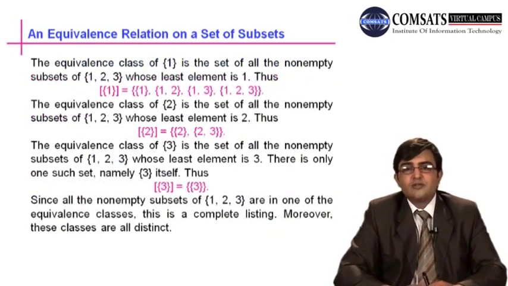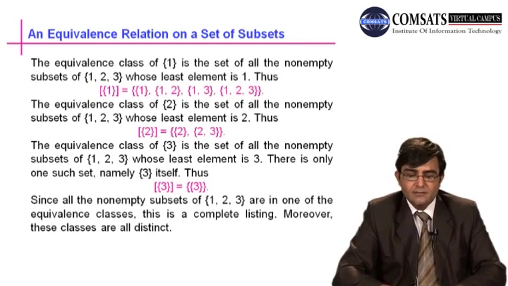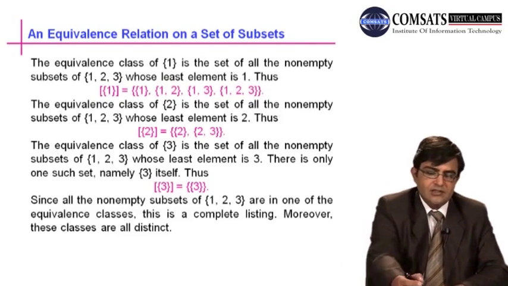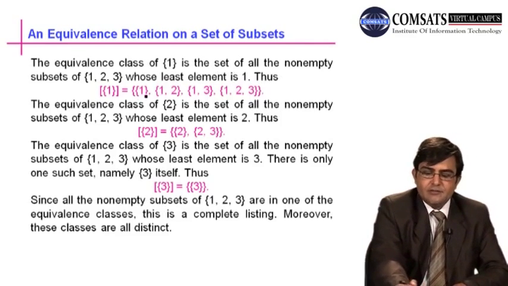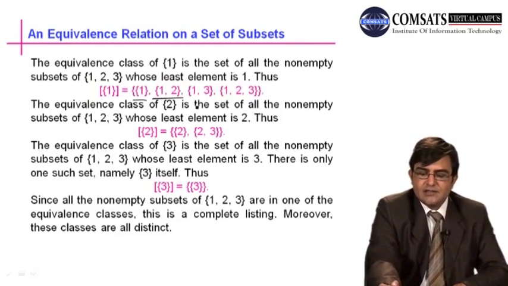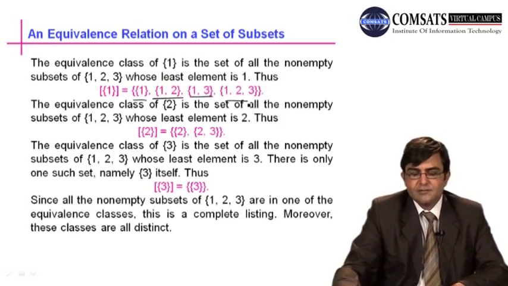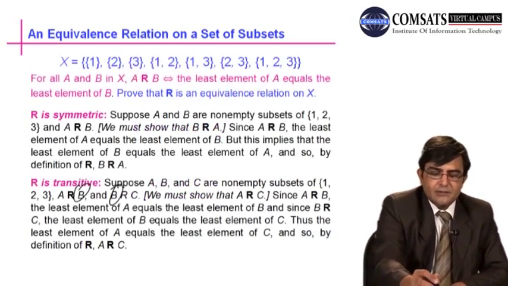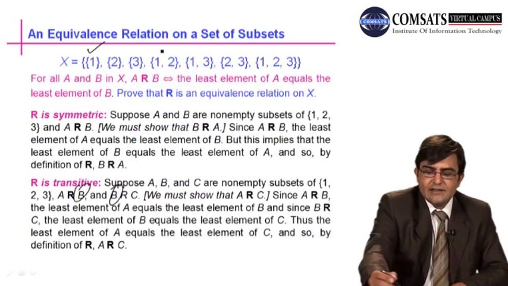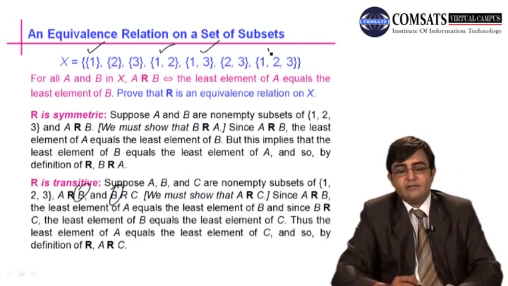Now we are going to find the equivalence classes of this relation. We shall first find the equivalence class of 1. This contains basically all those sets which have least element equal to 1. So this 1 is related to 1. This set, this set, and this set are all in it, because the least element of these sets is equal, which is 1.